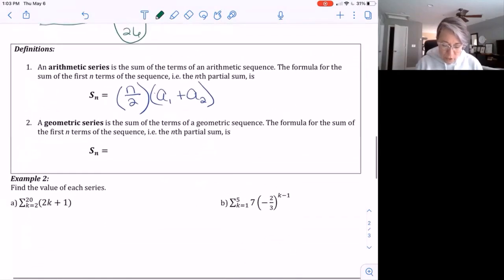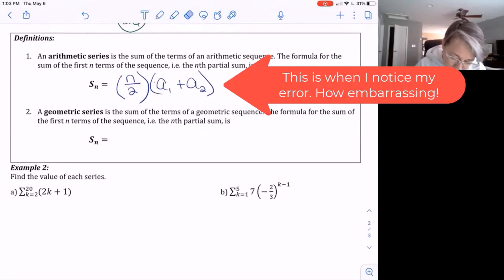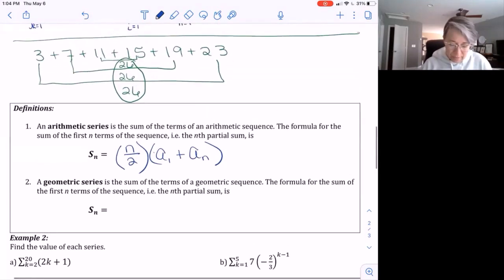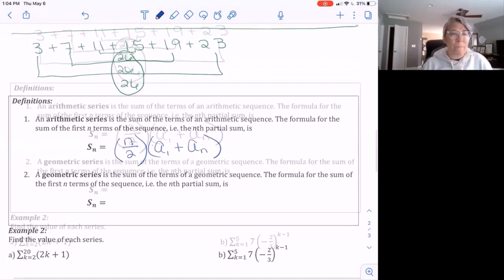Pretty cool, huh? So you add, oops, wait, there's an error. A sub 1 plus a sub n. So you're adding your first and your last term multiplied by half of however many terms you have. Okay, again, that is an example up there.